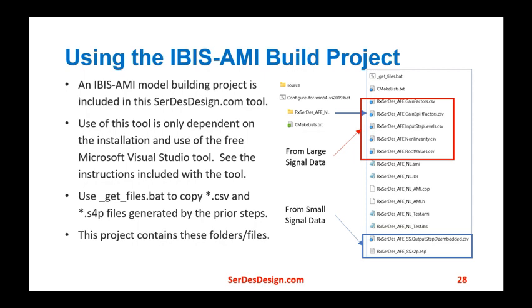Use the getfiles.bat script to copy the CSV and S4P files generated from the prior steps. This project contains these files and folders. The files from the small signal data and from the large signal data I highlighted. The other files are for the IBIS-AMI models.